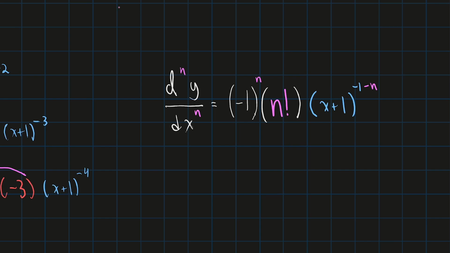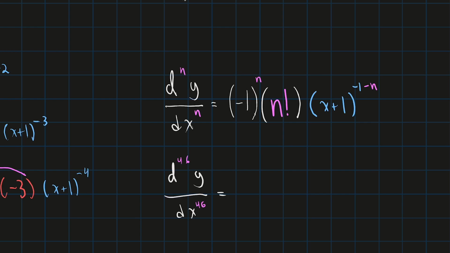So let's do that then. Let's find our 46th derivative. So we are finding d46y all over dx to the 46, and we're just plugging in the number 46 now. This becomes negative 1 to the power of 46. Now if we have negative 1 to an even power, that's just 1. So we don't have to write this over here.